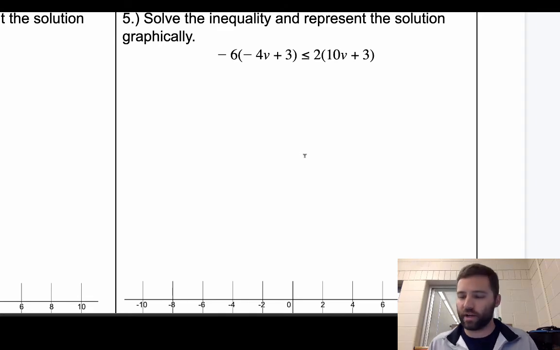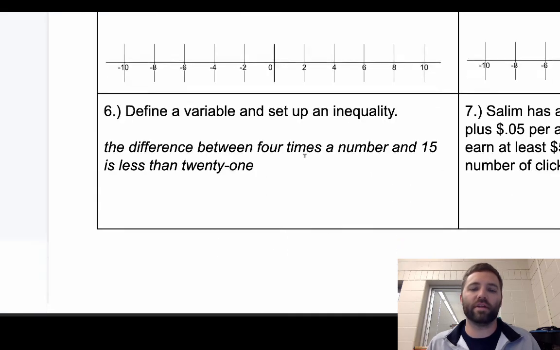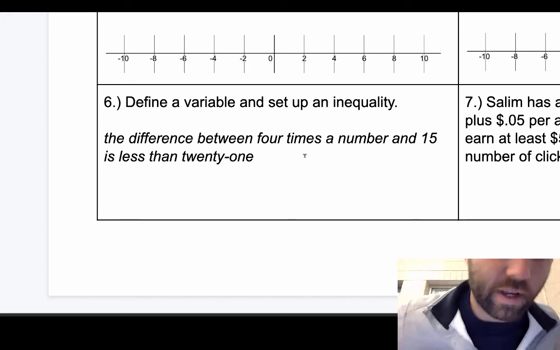So hopefully you got number 5 okay. Let's go on to number 6. Define a variable and set up an inequality. So now we have words and we want to turn it into an inequality. This is how we do that.